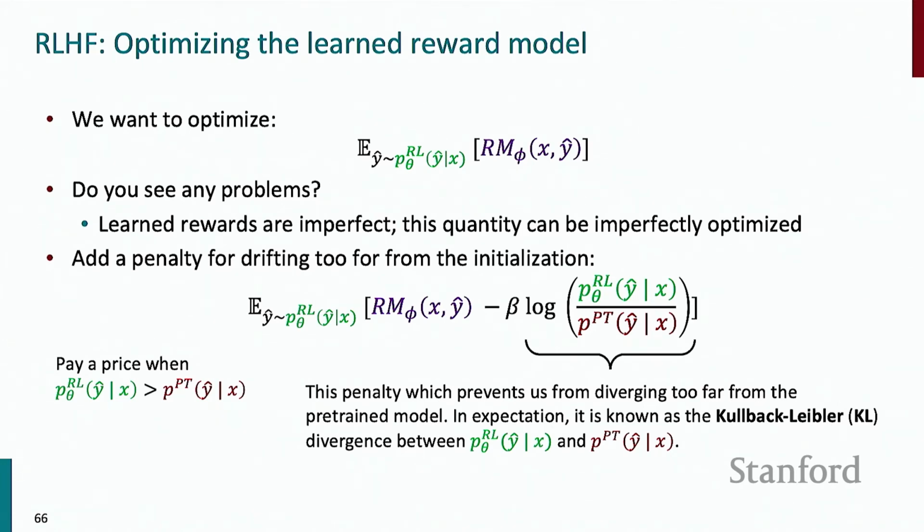If you have taken machine learning, the expectation of this quantity is exactly the Kullback-Leibler divergence, or KL divergence, between p theta and p PT. So you're penalizing drifting between two distributions. Go for it.